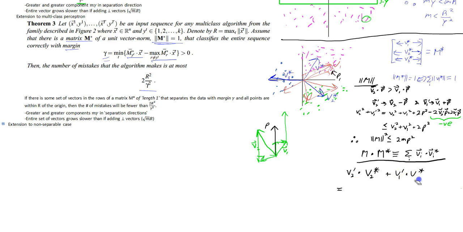This is going to be equal to, so we get V2 dot V2 star. This is just the old part plus V1 dot V1 star, plus the new part, what's different, which is, for V2, I guess it would be minus. So we decrease that: minus P dot V2 star, right? Plus P dot V1 star.